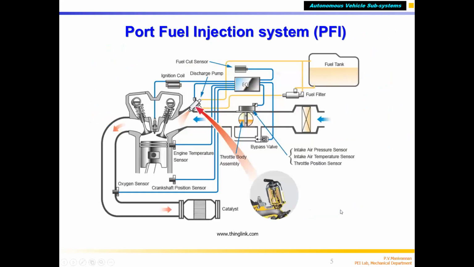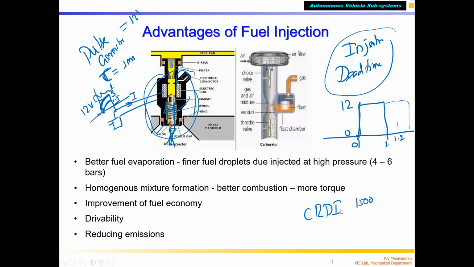The CRDI injector is the injector we are going to see today. There also you have an injector, and the pressure there is 1500 bar. The latest is 2000 bar, correct? While testing the CRDI injector, you need a separate enclosure so you do not go near it, because the fuel is coming out at 1500 bar.